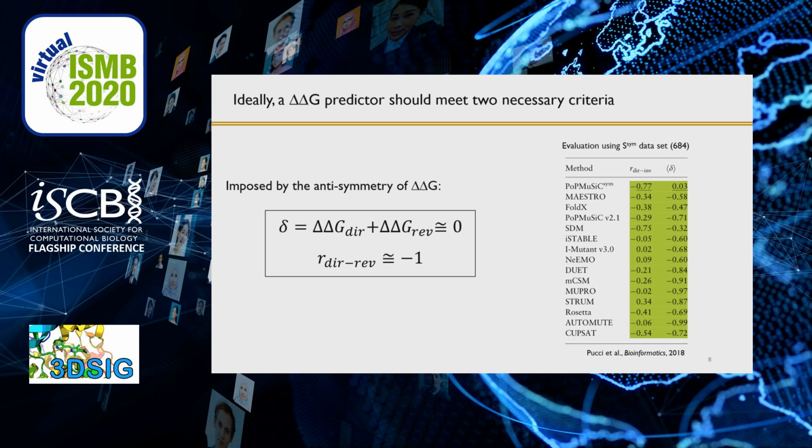I took this table from a study published in 2018 where the authors compiled a dataset called ISCB consisting of 684 mutations, half of which are direct mutations with experimentally measured delta delta Gs, and the remaining half are the corresponding reverse mutations with delta delta Gs determined according to the anti-symmetry rule. Using this dataset, they evaluated 15 predictors. It turned out that none of these methods fully satisfied the anti-symmetry property. Even in the best case, the method called PoPMuSiC-sym, it has a correlation far from -1.